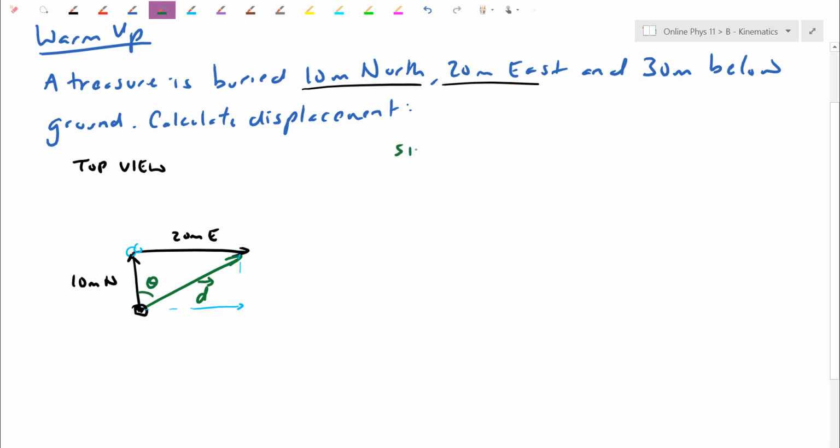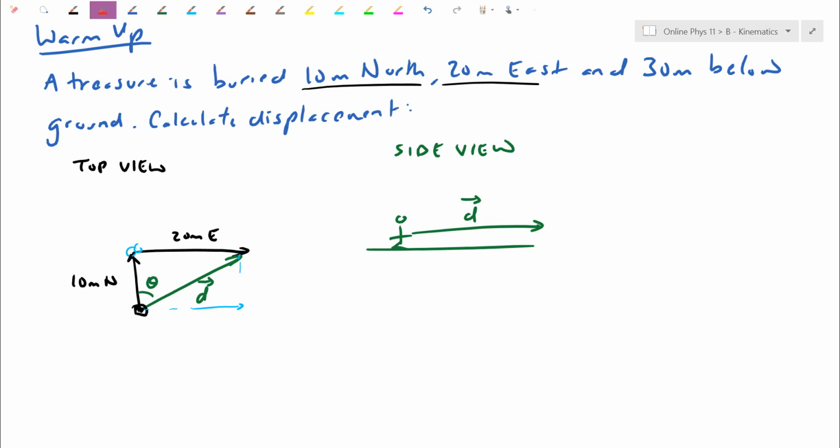Now if I switch over to sort of a side view picture, so looking from the side here, I see the person standing there. I know he didn't actually walk this diagonal, but he is this diagonal D away from the treasure. That's already in the northeast direction. And you notice that this treasure is actually buried some 30 meters below ground, so downwards. So this is going to be 30 meters. This is going to be below.